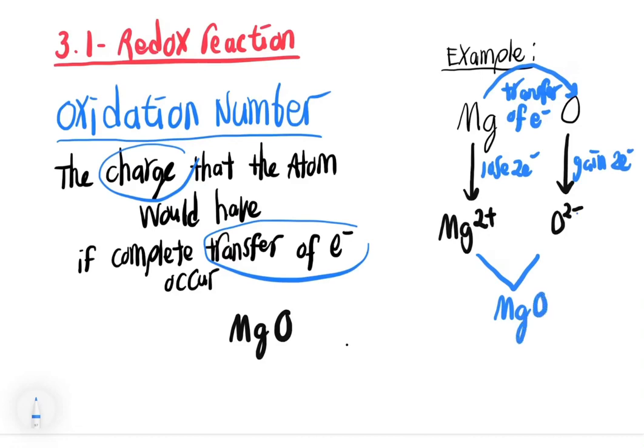So, moving back to the definition of oxidation number, Mg will carry +2 charge if complete transfer of electron occur. Oxygen will have -2 charge. So we can say that the oxidation number of magnesium is +2 and the oxidation number of oxygen is -2.